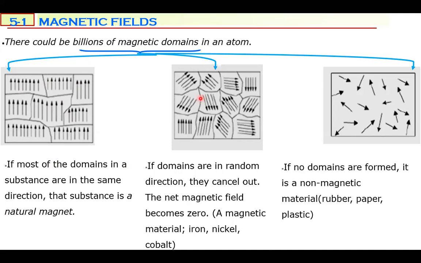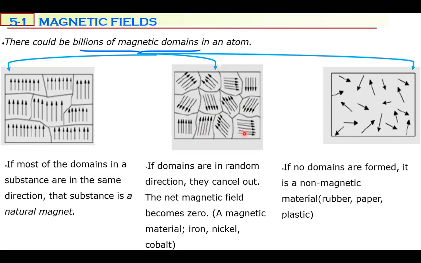But if the domains are in random directions like this one, they cancel out. For example, this one and that one are almost opposite in direction. This one and that one, in opposite direction. So billions of them are in opposite directions, they cancel out. The net magnetic field becomes zero. So this is not a magnet.